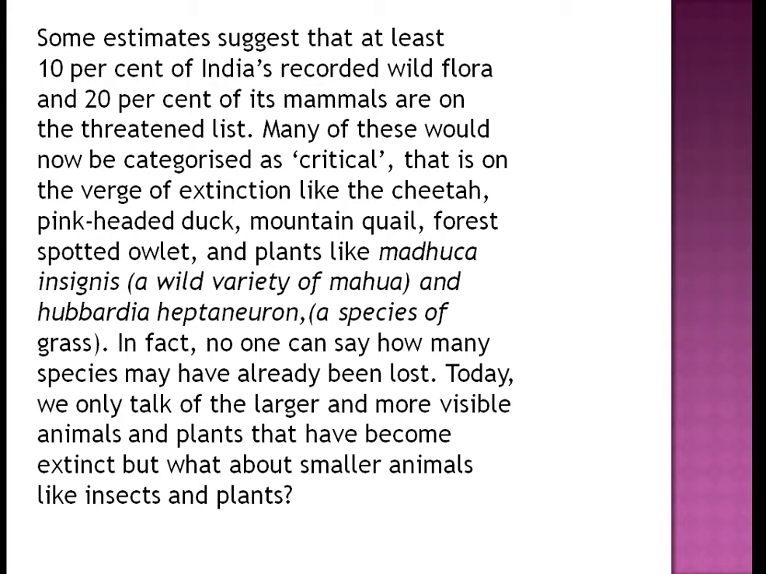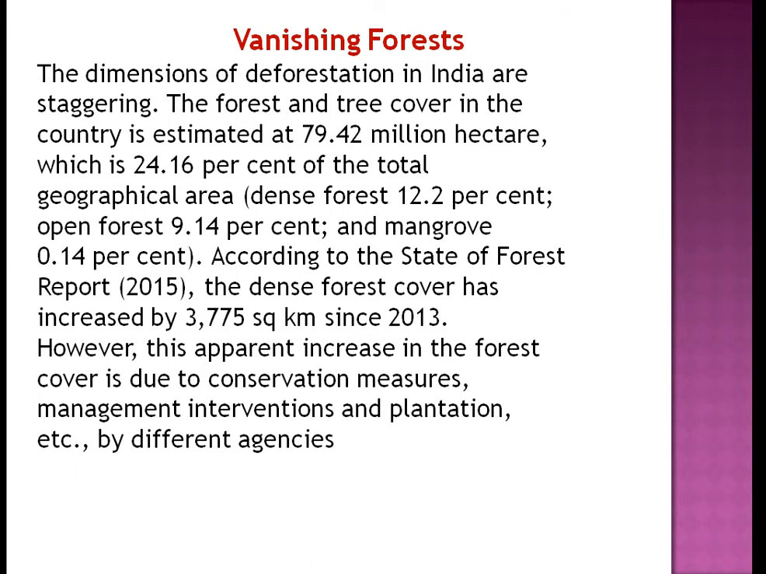Today, we only talk of the larger and more visible animals and plants that have become extinct. But what about the smaller animals like insects and plants? So let's check out this slide to understand about vanishing forests. Due to human need and greed, the forests are vanishing from our world. A major reason is deforestation, which means cutting of trees in large numbers.